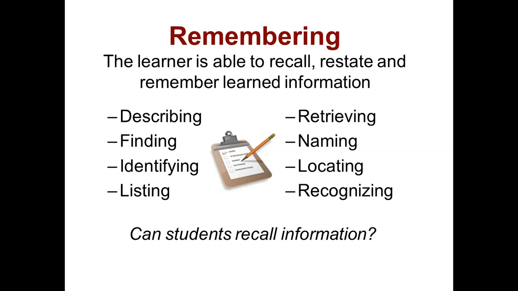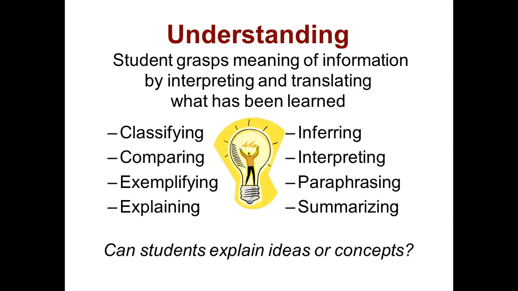Identifying, listing, make a list of something. Retrieving, naming, locating, recognizing. You give a picture of a man and ask the children to name the parts of the body, right? That shows they remember the names of parts of the body. Understanding: the student grasps the meaning of information by interpreting and translating what has been learned, right? So if they understand things, right, they should be able to do these actions.